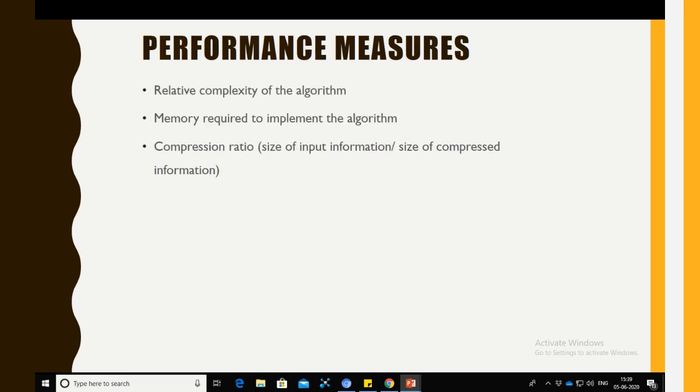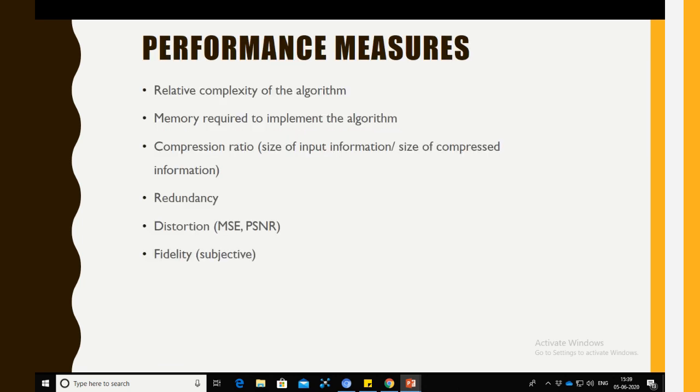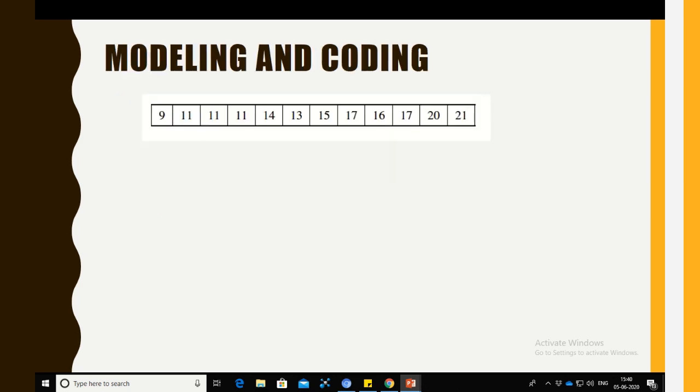Judging parameters or performance measures are the same, but now in more technical terms. We have already discussed the complexity and the memory. Here is a new term: compression ratio. After every compression algorithm, we will be calculating the compression ratio, that is, the size of the input information upon the size of the compressed information. How much you have compressed the data is a very important parameter. Then redundancy in the data, and then you have distortion. We will be studying this in detail as we go ahead.